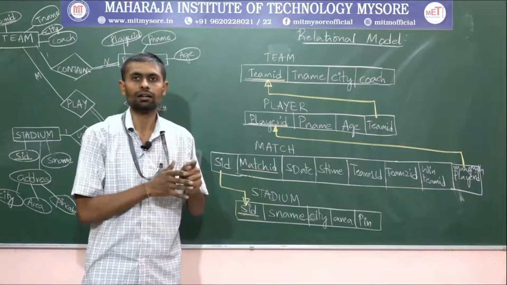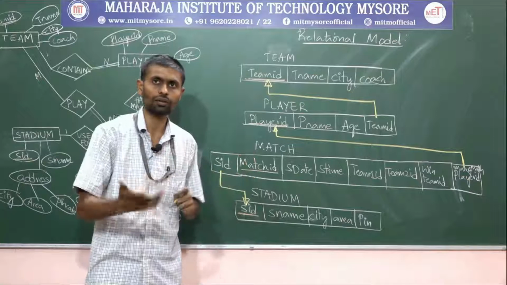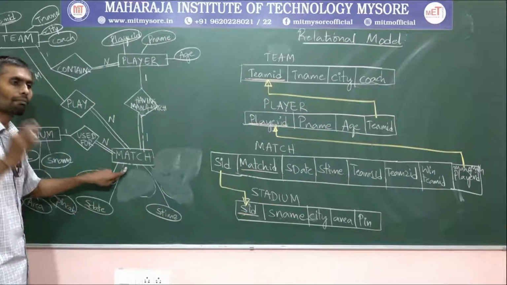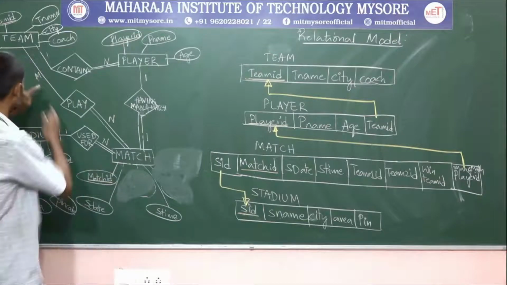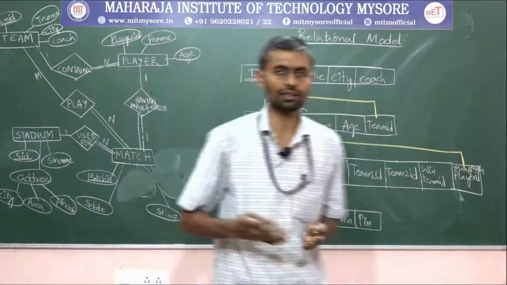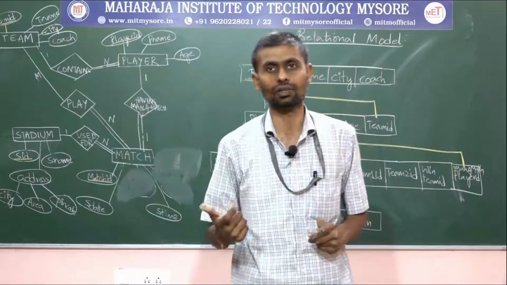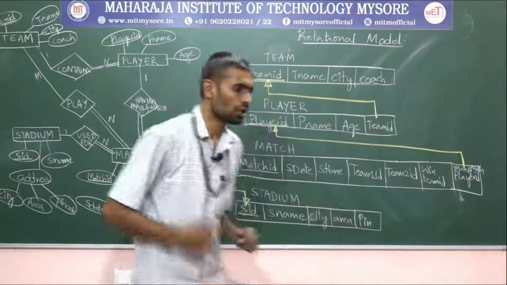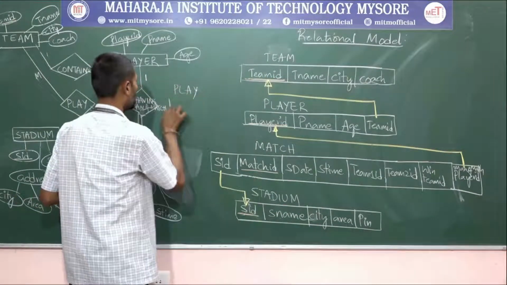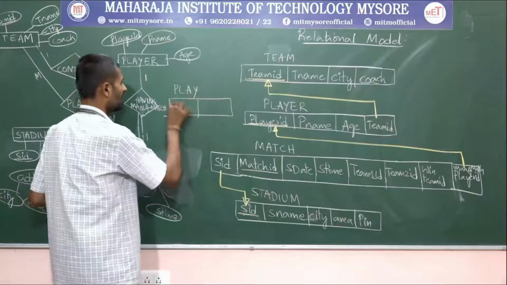But go and again revisit. That means reread the whole requirement scenario, then pick up the things. Always a match is played between two teams. Since this many to many cardinality always suggests us to go with creating a new relation, with that also we can solve. That means go with creating a new relation in the name of play and record this match ID.